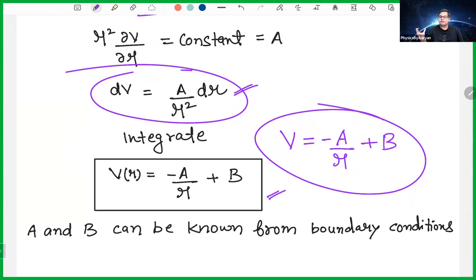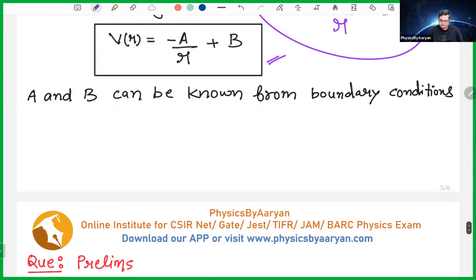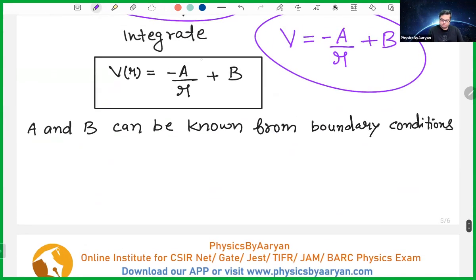So this is my general solution. For any radially symmetric potential, I will get the same solution. Yes, I can put boundary conditions and I can get different values or different results. But in this case, they're not asking you to put any boundary conditions. They're asking you the general formula. But in the IIT JAM questions, you might see some questions in which you have to put the boundary conditions. You can easily put the boundary conditions and get the solutions. Okay. So this is a main equation you need to keep in mind.